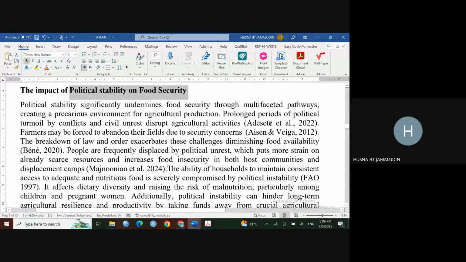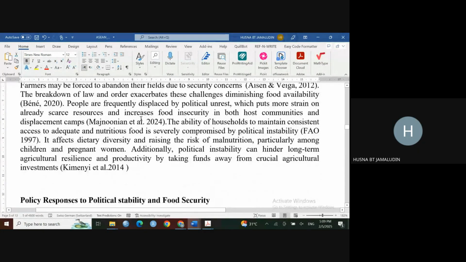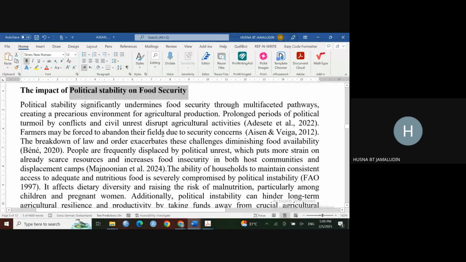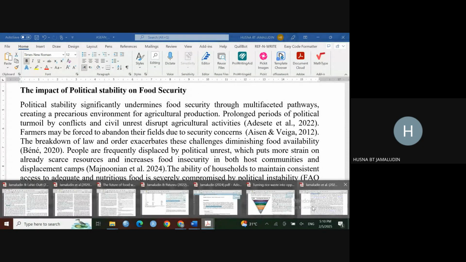So you can see that there are a few studies, just one paragraph, because political stability is just one of the factors that can affect food security. There are many factors that can affect food security. But if you're just looking at one variable, one factor, your literature review might be very limited, right? Okay, so this is fine. But when you review a study, people want to see more, to show that you have covered everything.